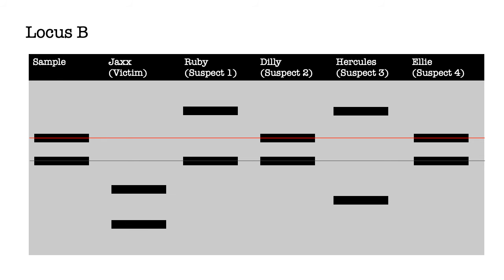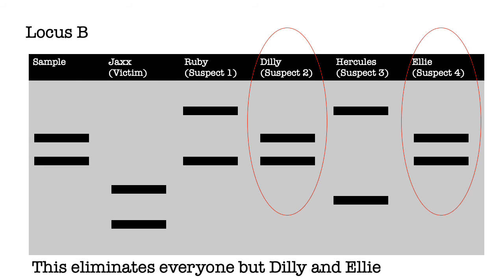At locus B, Ruby has 1 allele that matches the sample DNA, but only Ellie and Dilly match both alleles. This means we cannot eliminate Dilly and Ellie as suspects. When we combine the information from these 2 analyses, we see that the first and second analyses eliminate Jax, our victim, because none of the alleles match his. The first analysis also eliminates Ruby and Ellie as suspects, and the second analysis eliminates Ruby and Hercules.